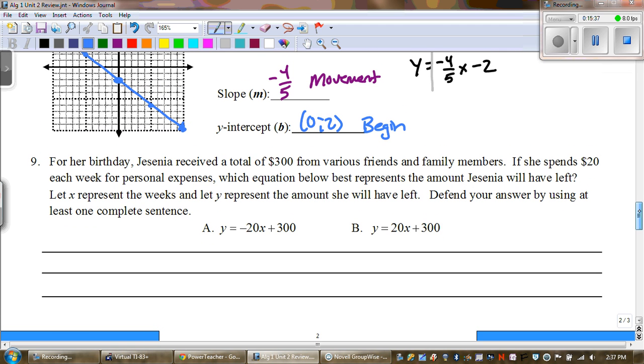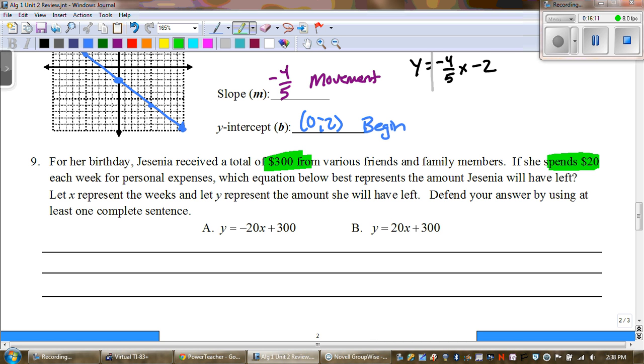All right, last one. For her birthday, Yesenia received a total of $300 from various friends and family. Okay, so she's got $300. If she spends $20 each week for personal expenses, which equation below best represents the amount that Yesenia will have left? Let X represent the number of weeks and Y represent the amount that she will have left. Defend your answer by using at least one complete sentence.